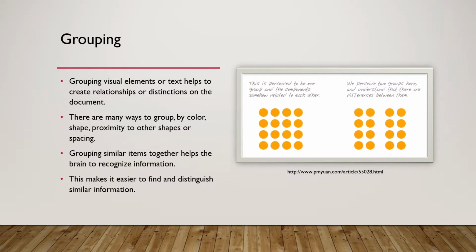Grouping. Grouping visual elements or text helps to create relationships or distinctions on the document. There are many ways to group. You can group by color, shape, proximity to other shapes, or spacing.